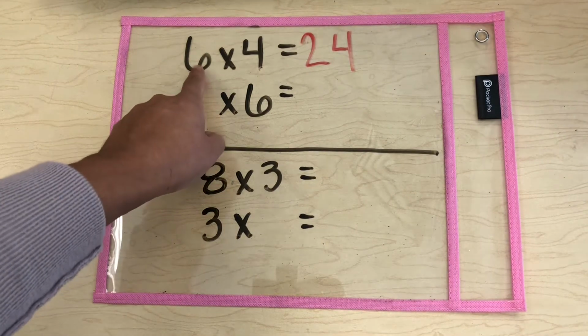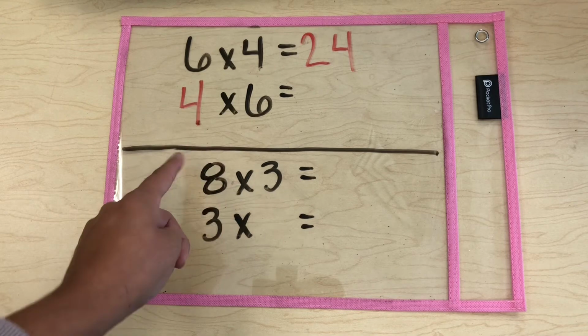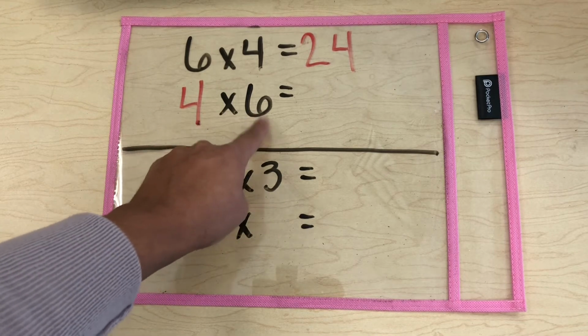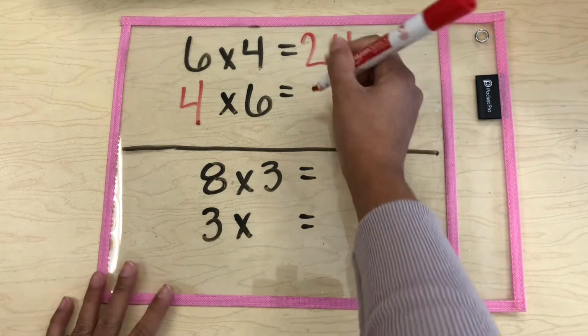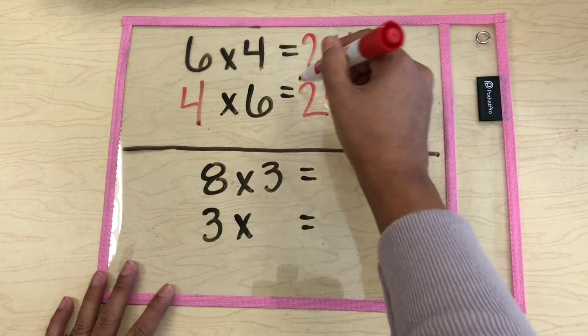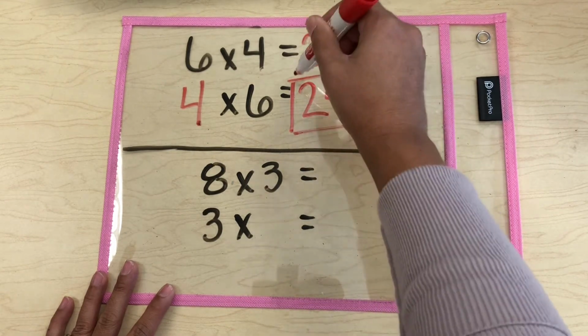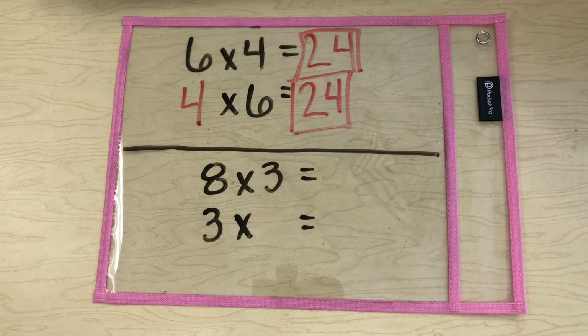So now we have 6 times 4 equals 24. We switched those two factors around and got 4 times 6 is equal to, good, 24. Remember, we switch up the two factors, but the product stays the same. If you don't get the same answer using the commutative property, then you did not do it correctly.